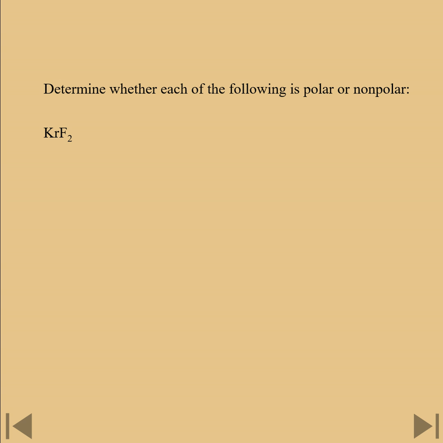Okay, krypton difluoride. Do we have polar bonds? Check. Do we have an asymmetric shape? Well, krypton's our essential element. It has 8 outer electrons. 2 are being used to bond, so that's 6 that aren't bonding, for an AX2E3 geometry.